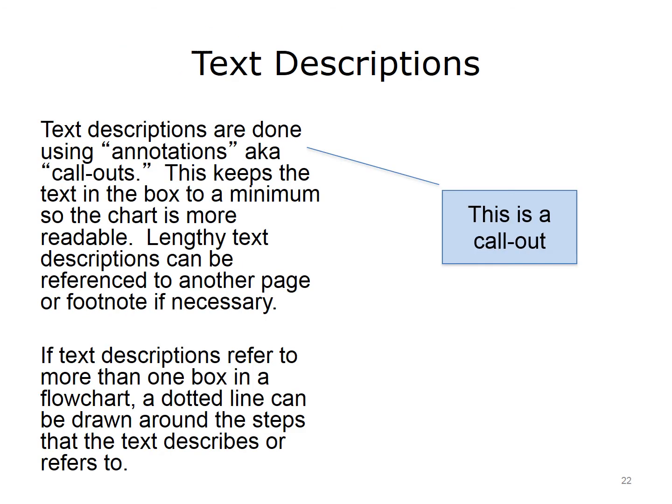It is often important to include text descriptions in a process representation. This is done using annotations, aka callouts. This keeps the text in the box to a minimum so the chart is more readable. Lengthy text descriptions can be referenced to another page or footnote if necessary. If text descriptions refer to more than one box in a flowchart, a dotted line can be drawn around the steps that the text describes or refers to.